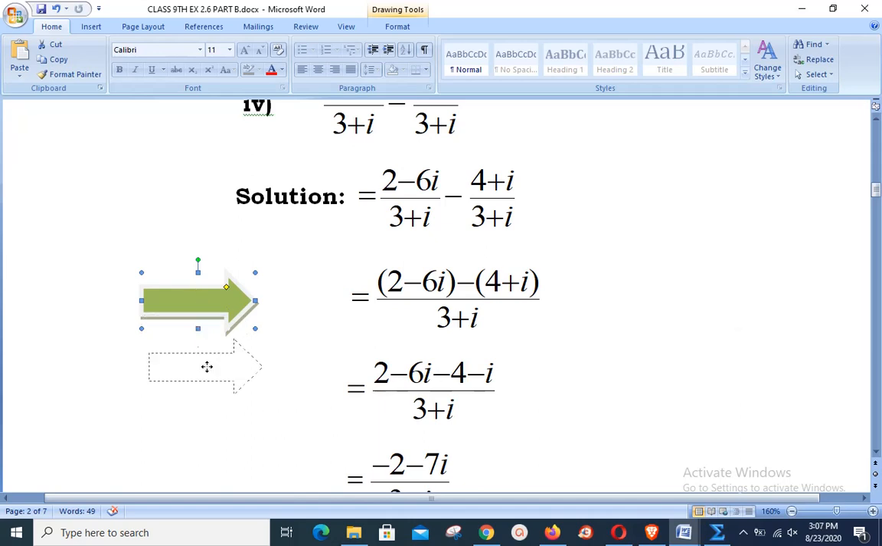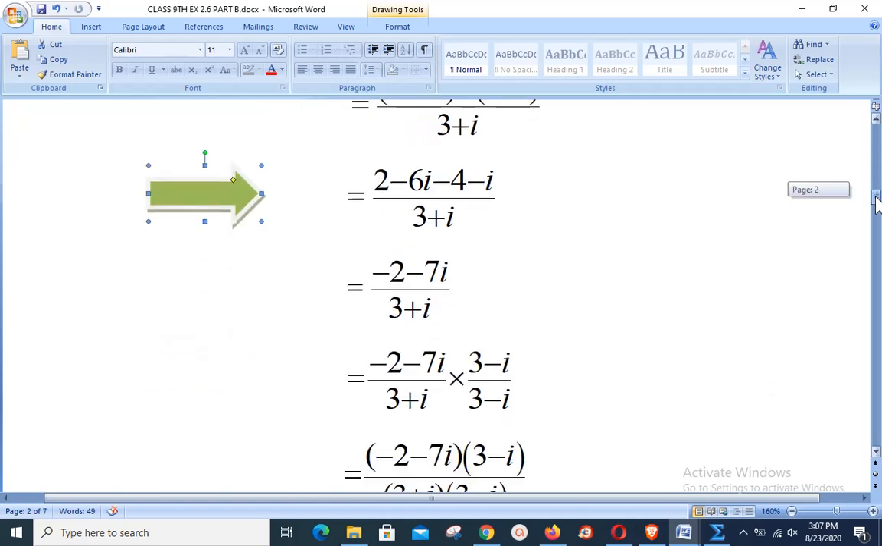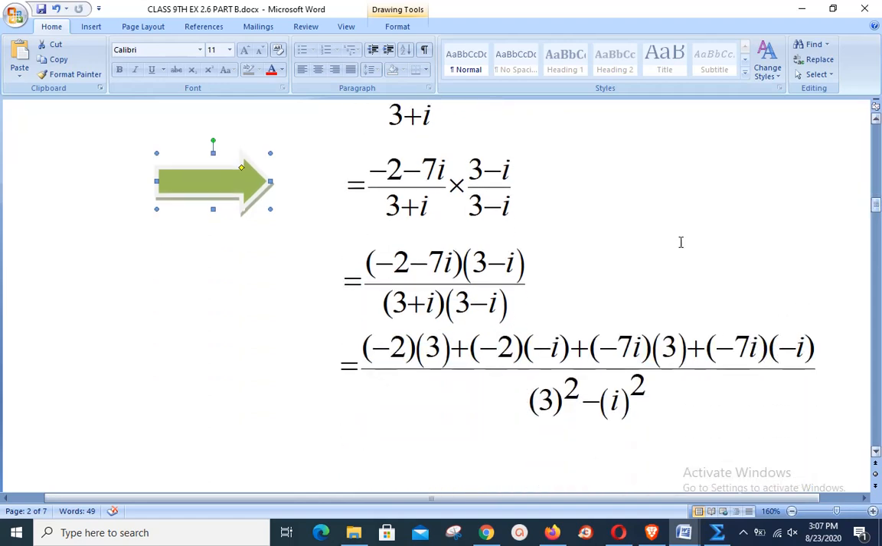In the next step, opening the brackets, in the numerator we have 2 minus 6 iota minus 4 minus iota. Now simplifying the like terms, 2 minus 4, you are left with minus 2, whereas minus 6 iota minus 1 iota gives minus 7 iota, over 3 plus iota which remains the same. Now it is converted into the same form as part number 1. You can multiply and divide with the conjugate. The conjugate of 3 plus iota is 3 minus iota. So multiplying and dividing by 3 minus iota, we have the situation as in your picture.